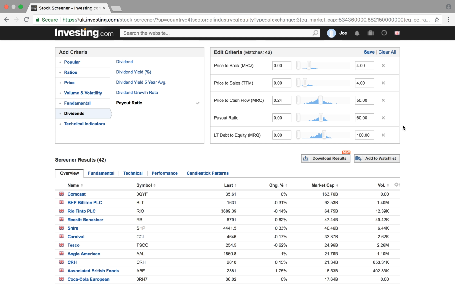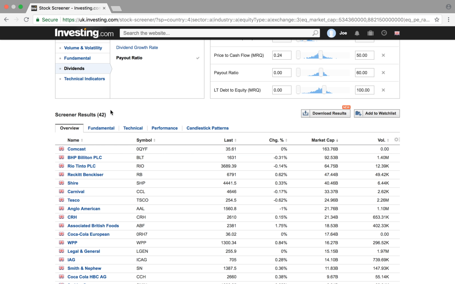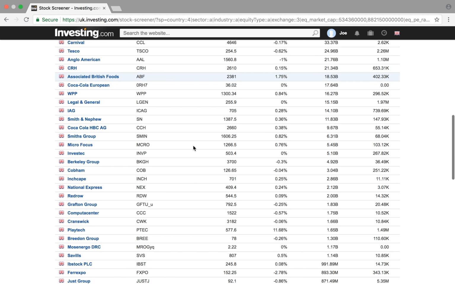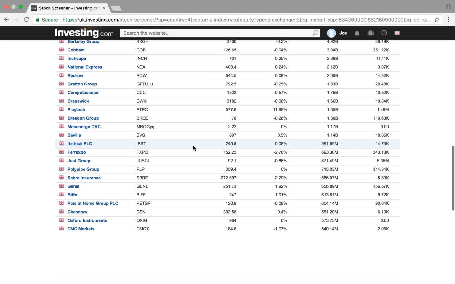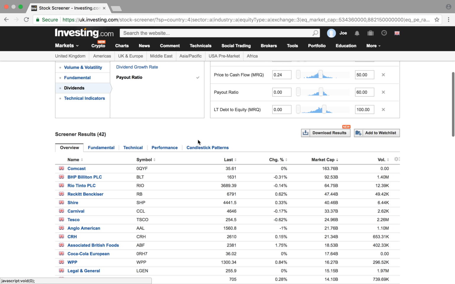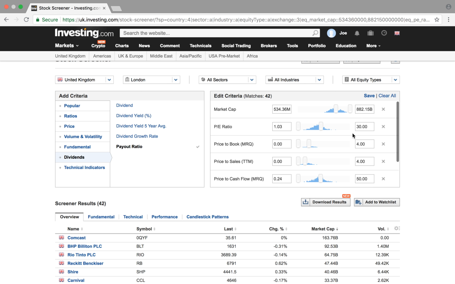That's the percentage of the company's earnings that it's paying back in a dividend. But anyway, so we've got a nice number here, 42. So that's probably a little bit too many to analyze all of those, going into their annual reports and doing a little bit more analysis. So we tend to just tighten up the screws a little bit.